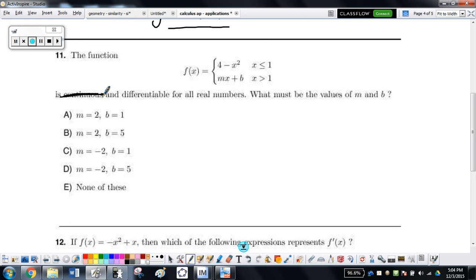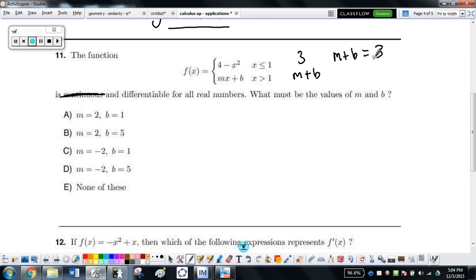But whatever. You plug in 1 into the function, what do you get on top? You get 3. Plug in 1 here, you get m plus b. What must be true about these two things? They must be equal. m plus b is equal to 3. This is the definition of continuity, in a sense, we're kind of abbreviating. The left must equal the right. So that's one of our conditions, m plus b equals 3.